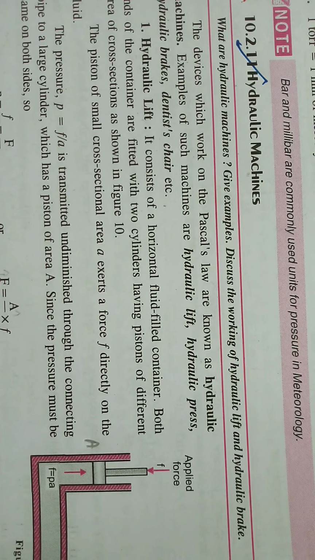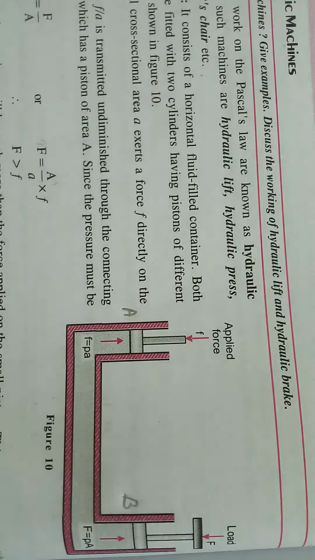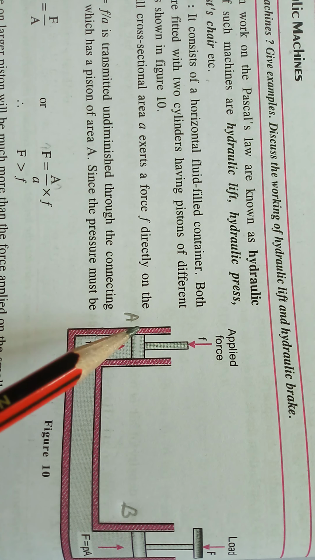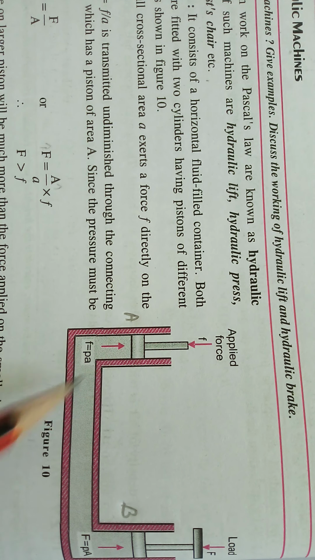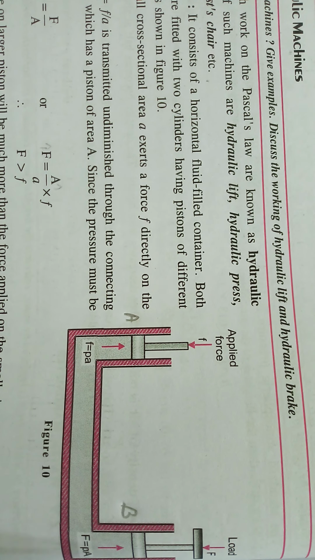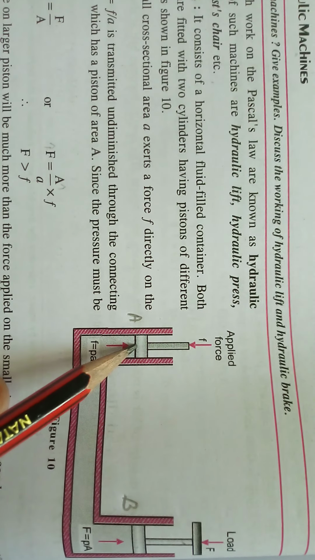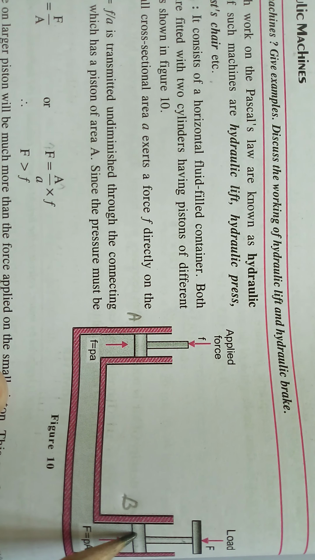Students, it consists of a horizontal fluid-filled container just like this. This is your fluid-filled container, and pistons of different areas of cross section are fitted at the ends of this container. So one end is this and the second end is this; one piston is this and the second piston is this. Clear? The area of cross section of this piston is smaller as compared to this piston.